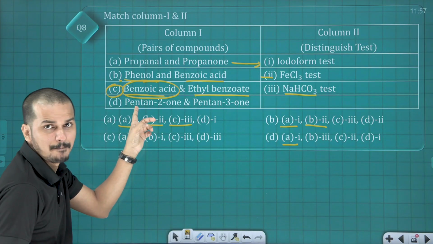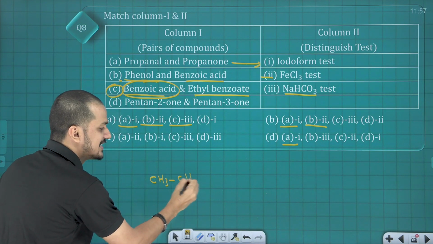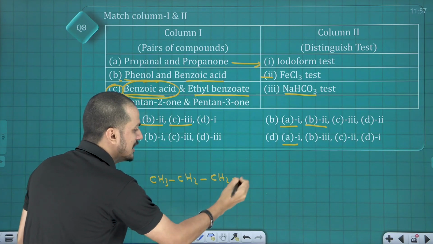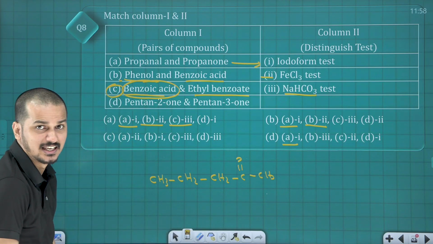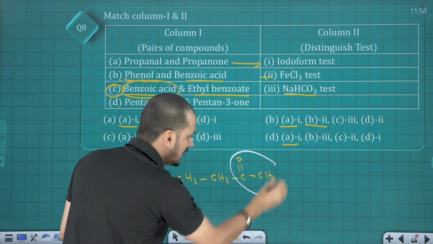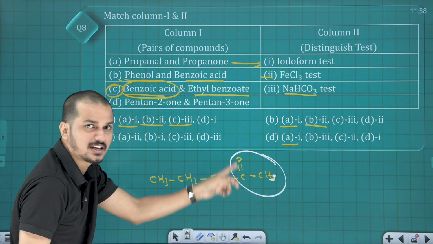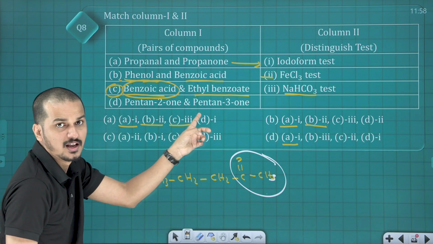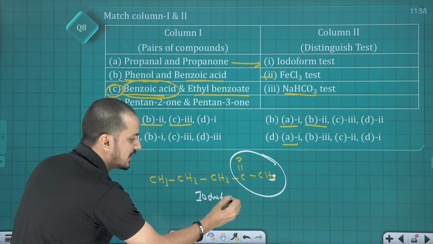What about D? Pentan-2-one. Pentan-2-one is this one: CH3CH2CH2COCH3. Here it is pentan-2-one. Which test can it give? See, a terminal methyl group connected with a carbonyl carbon. So that is pentan-2-one. Pentan-2-one can give what? Which test? The iodoform test it will give.